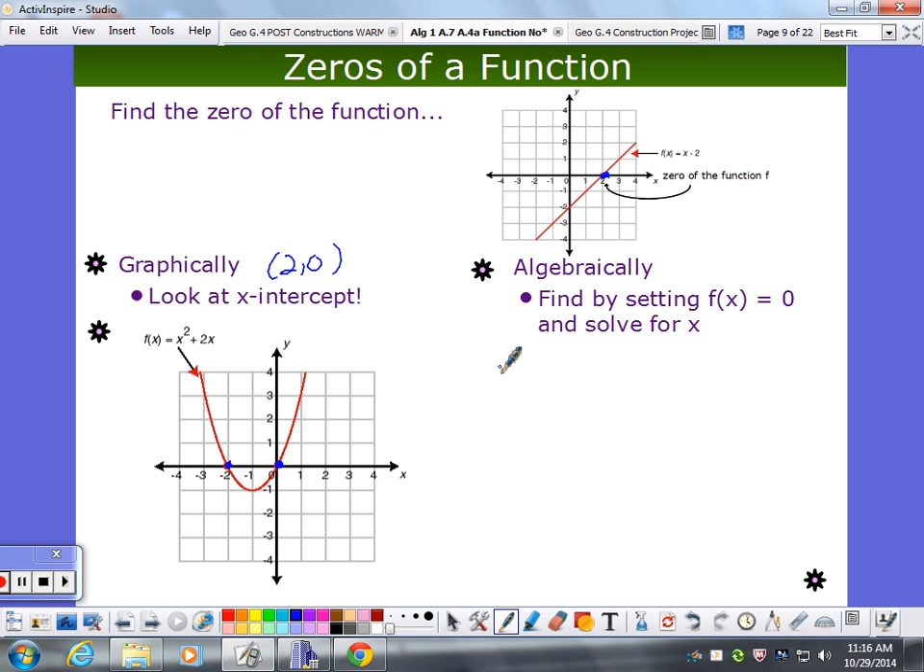Now you can also find them algebraically. When you look at these points, what's the y value? 0. The y value is 0. So set f of x equals 0, because f of x and y mean the same thing, and solve it for x. So that's what we did here. The function is x minus 2. If you want to find the zeros, set f of x equals 0. Solve the equation for x.